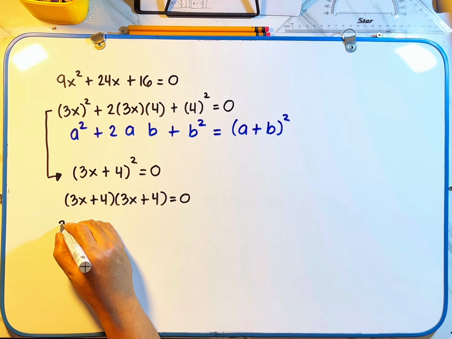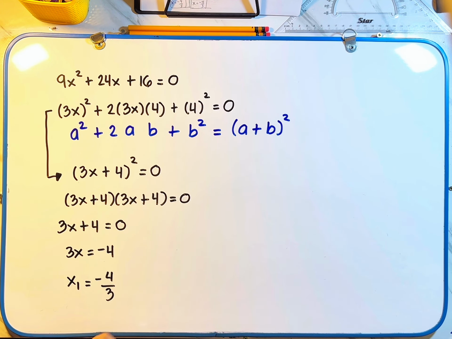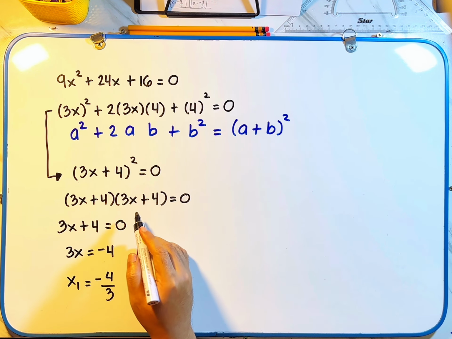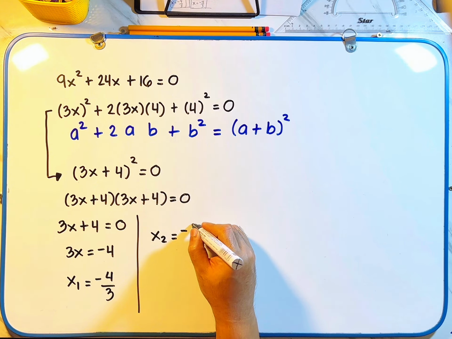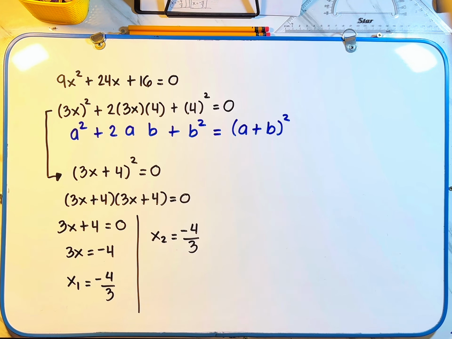First, 3x plus 4 equal to 0. Transpose 4 to the other side, it becomes negative. 3x equals negative 4. And then divide both sides by 3. Therefore, x1 is equal to negative 4 over 3. On the other hand, the other factor is the same, 3x plus 4, so no need. So x2 is equal to negative 4 over 3. This is what we call a double root. Okay, we have two roots, but they are identical.